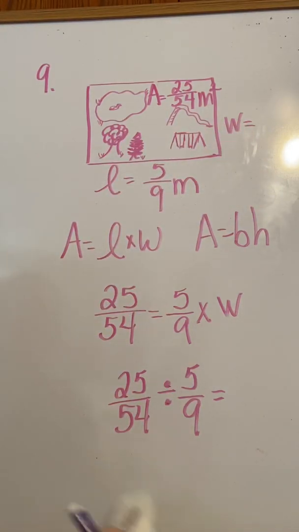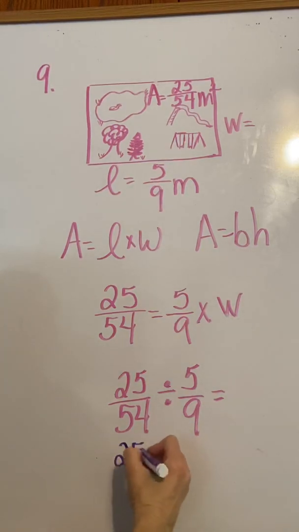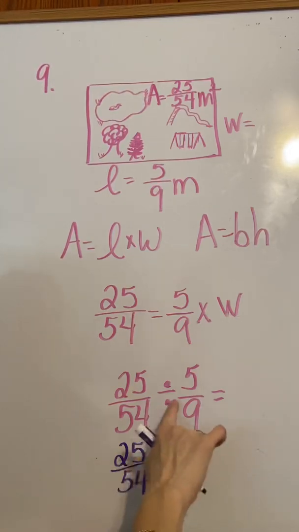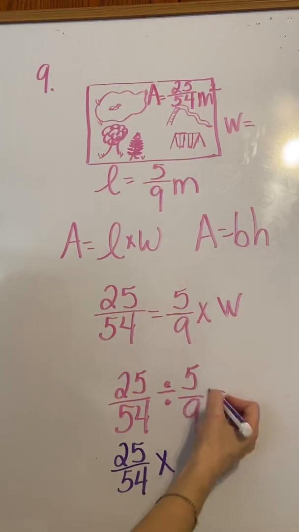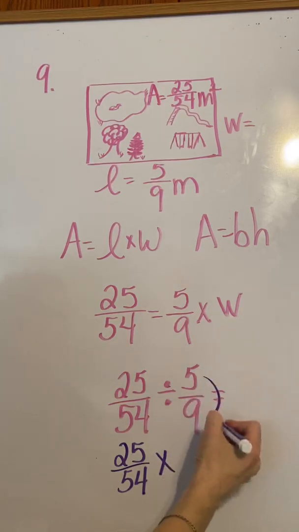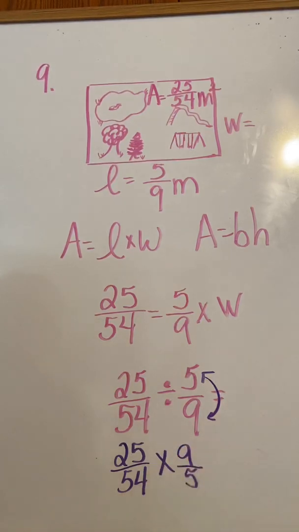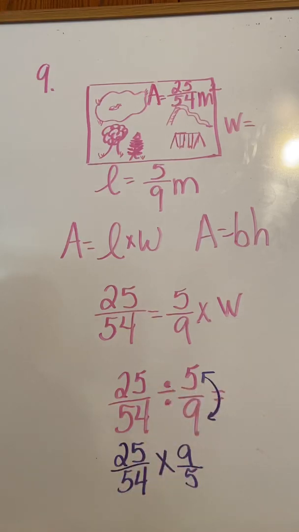Okay. So to divide fractions, we're going to multiply by the reciprocal. So we're going to keep this first one the same, 25/54, keep it the same. Change the division to multiplication, and we're going to multiply by the reciprocal. So that's going to flip that over. Keep, change, flip to the reciprocal.